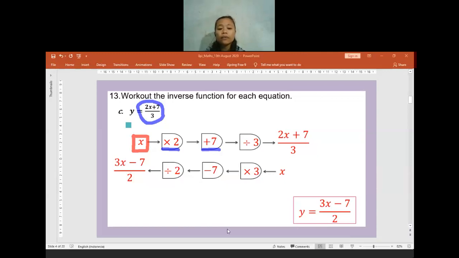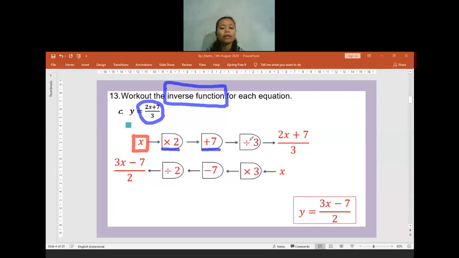Why do we reverse it? Because it is an inverse function. If it is an inverse function, we have to find the reverse or the opposite. That's why we have to find it, because this is inverse. Inverse means you have to do the reverse, or you have to find the opposite.